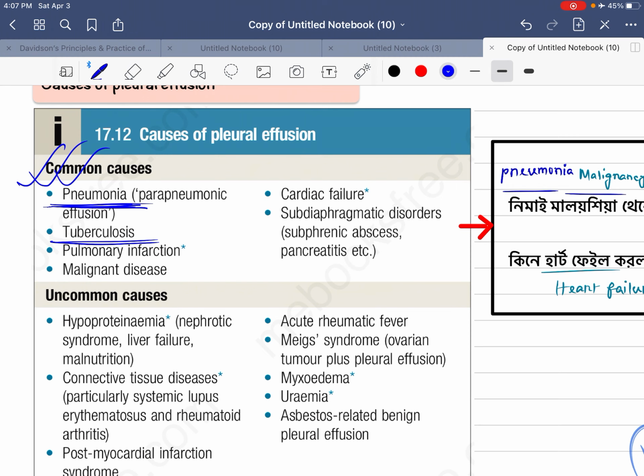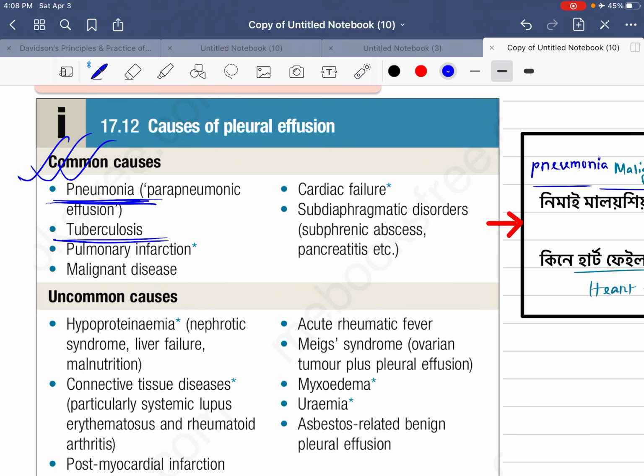Tuberculosis, just the same thing: Mycobacterium tuberculosis induces inflammation in your lung parenchyma, so vascular permeability will rise, that means exudative pleural effusion will occur. Pulmonary infarction: some emboli block your pulmonary arteriole, so the lung parenchyma dependent on that artery will suffer from hypoxia, there will be hypoxic cell injury, and if cell injury and necrosis occur, then there will be inflammation, and vascular permeability will rise, that means exudative pleural effusion will occur.